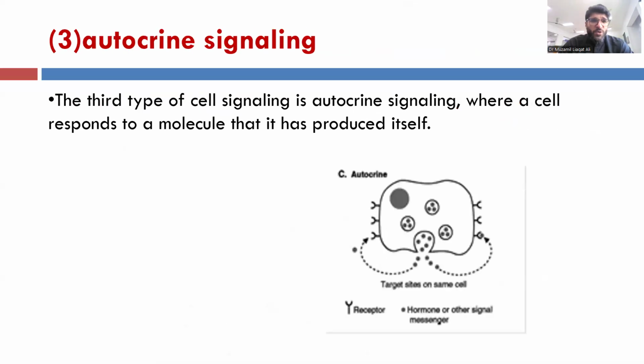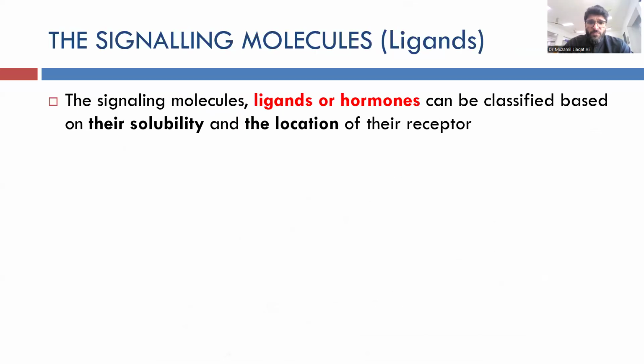This is what you have already gone through. Let's talk about the signaling molecule, the ligands, its classification. Ligands are classified by solubility and receptor location. The very first one is the lipophilic hormones with the intracellular receptors. For example, the steroid hormones, thyroxine, vitamin D, and retinoic acid.